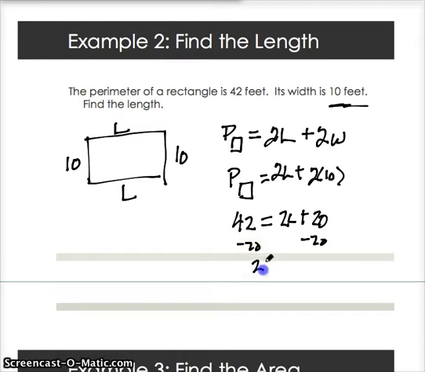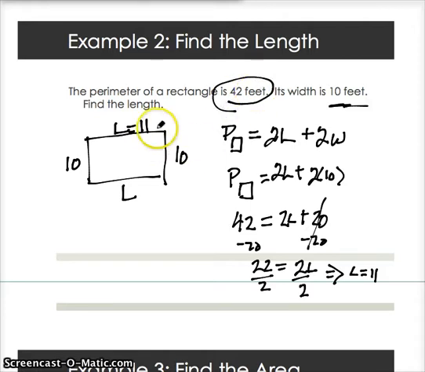And when I do that, I'm left with 22 is equal to 2 times L. And when I have this, I know that I'm going to divide both sides by 2, and I get that L is equal to 11. So in this case, L is equal to 11. That's the length. But here's the thing. Don't forget, we're talking about feet. So our answer isn't just 11, but 11 feet. And I can use that abbreviation.